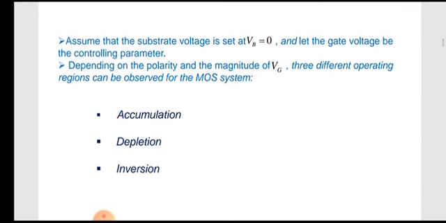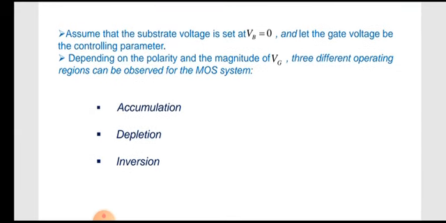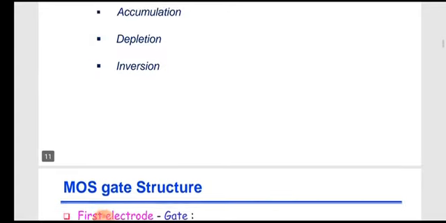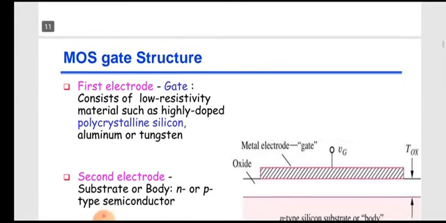Depending on the polarity and the magnitude of VG, the gate voltage, three different operating regions can be observed for the MOS system. What are those? First we have accumulation, then we have depletion, and we have an inversion layer. One by one we will discuss them.